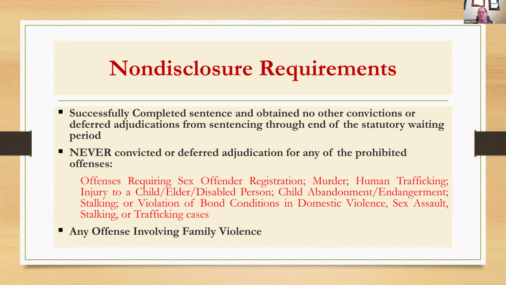These are the ones that are not allowed. If you get deferred adjudication, anything requiring sex offender registration, no. Murder, no. Human trafficking, no. Injury to an elderly person, no. Any kind of case involving child abandonment or injury to a child, no. Bond conditions and domestic violence, like violation of a protective order, no, you're not eligible. Obviously, sexual assault, stalking, and trafficking cases.